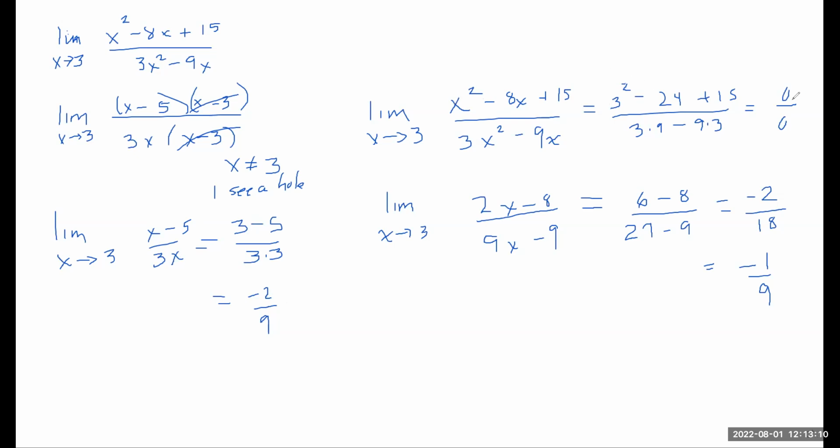Did I really get 0/0? Does L'Hopital's rule really apply? Yes. So I must have taken my derivative wrong. Derivative of x squared is 2x, derivative of -8x is -8, that's right. Derivative of 15 is 0.